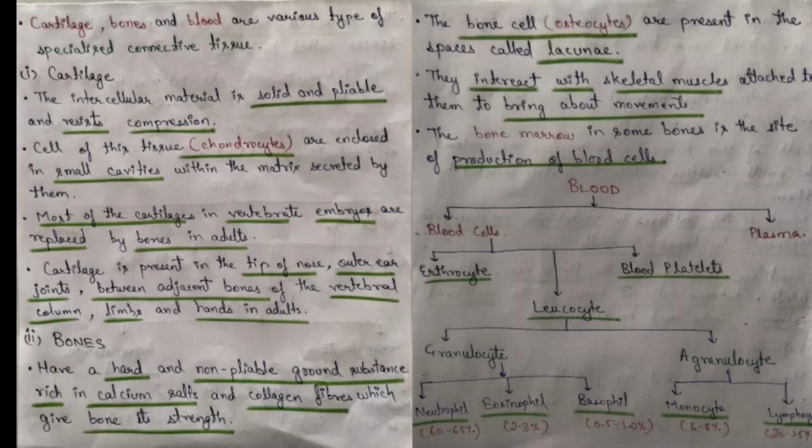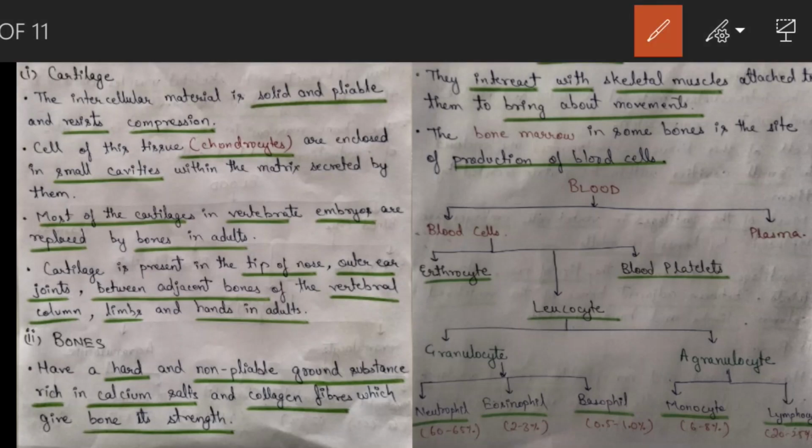So first we look at cartilage. The intercellular material is solid and pliable and resists compression. Cells of this tissue, chondrocytes, are enclosed in small cavities within the matrix secreted by them. Most of the cartilage in the vertebrate embryo is replaced by bones in adults. Cartilage examples are important. This is an important point. Cartilage is present in the tip of nose, outer ear, joints, between adjacent bones of vertebral column, limbs and hands in adults.